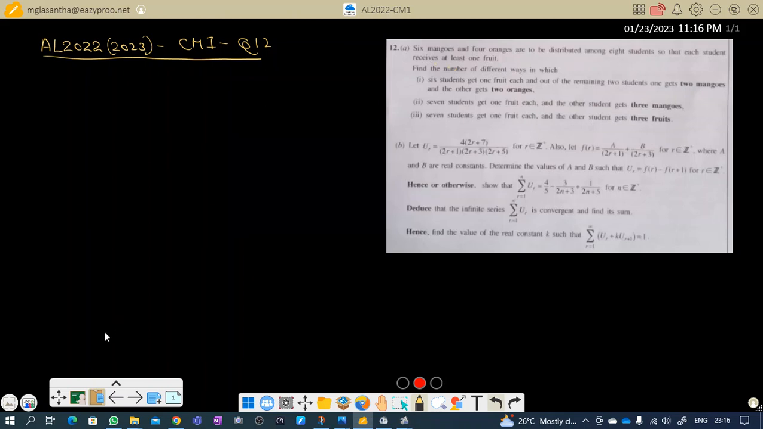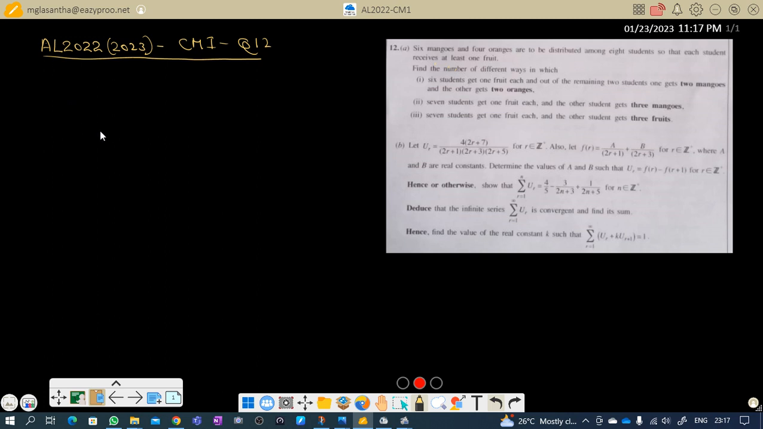This is question number 12 of today's exam paper, combined maths paper 1, PMS part. If you look at question number 12, it consists of two parts, part A and part B. Part A is combinations, part B is series.